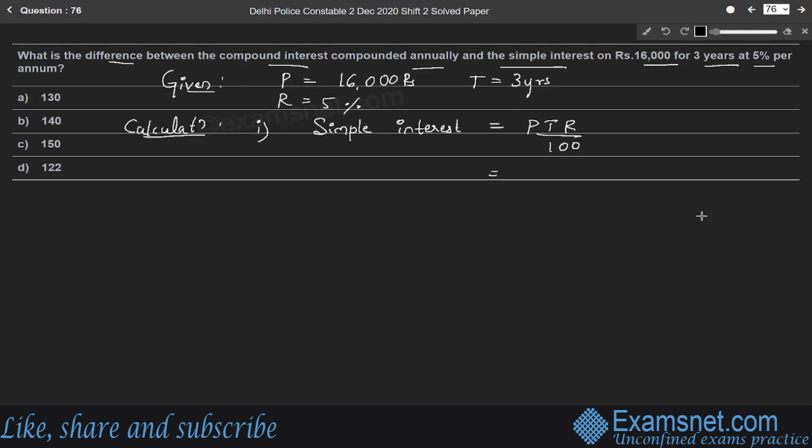Directly substitute the values. 16,000 into time is 3 years, rate of interest is 5 divided by 100. So which gives 160 into 15, which is equal to 2,400 rupees. So simple interest I is equal to 2,400 rupees.